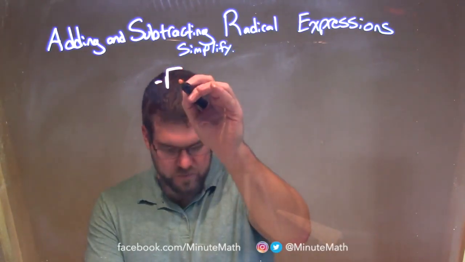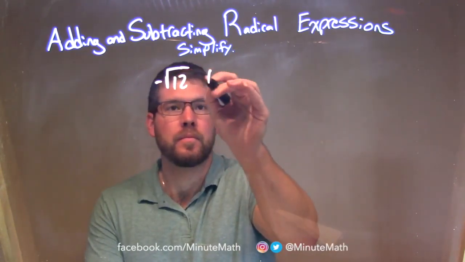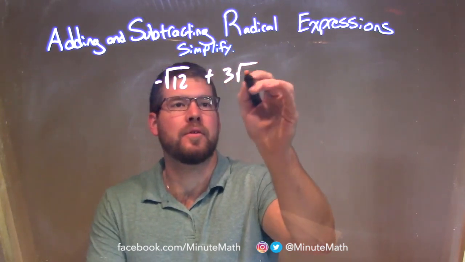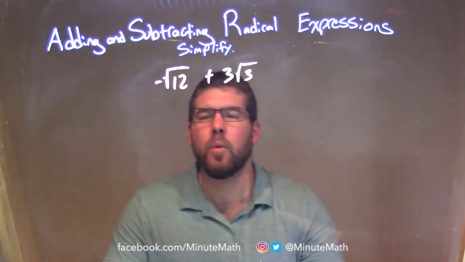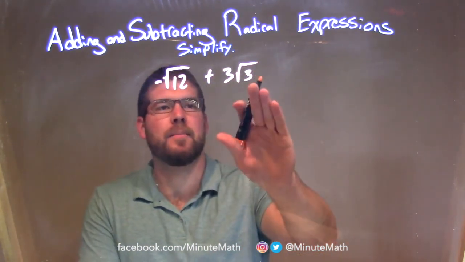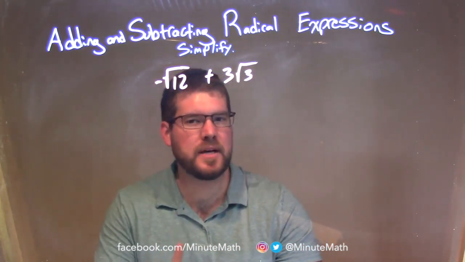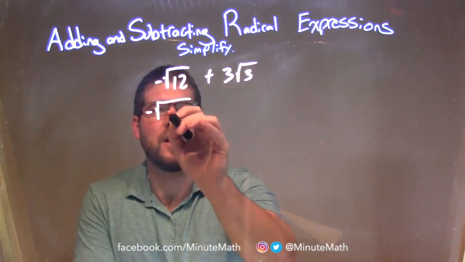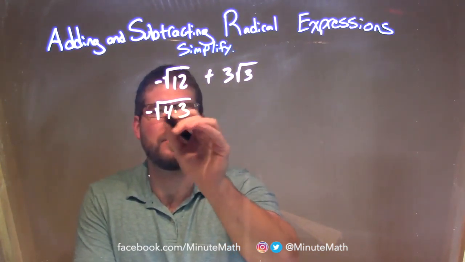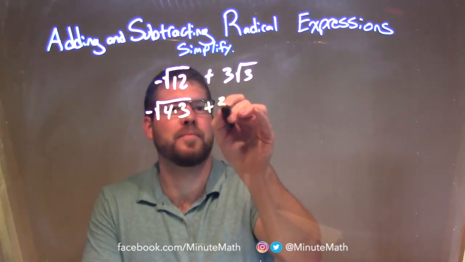Negative square root of 12 plus 3 square root of 3. Well, what I want to do here is I want to see if I can get both of these to have a square root of 3. Luckily, I know 12 is the same thing as 4 times 3. So I'm going to take a negative here and write 4 times 3. So the square root of 4 times 3 instead of 12.